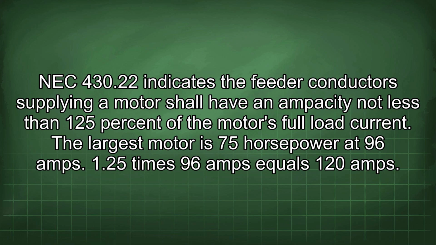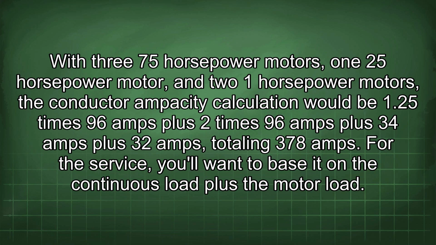NEC 430.22 indicates the feeder conductors supplying a motor shall have an ampacity not less than 125% of the motor's full load current. The largest motor is 75 horsepower at 96 amps. 1.25 times 96 amps equals 120 amps. With 375 horsepower motors, 125 horsepower motor, and two 1 horsepower motors, the conductor ampacity calculation would be 1.25 times 96 amps plus 2 times 96 amps plus 34 amps plus 32 amps, totaling 378 amps.